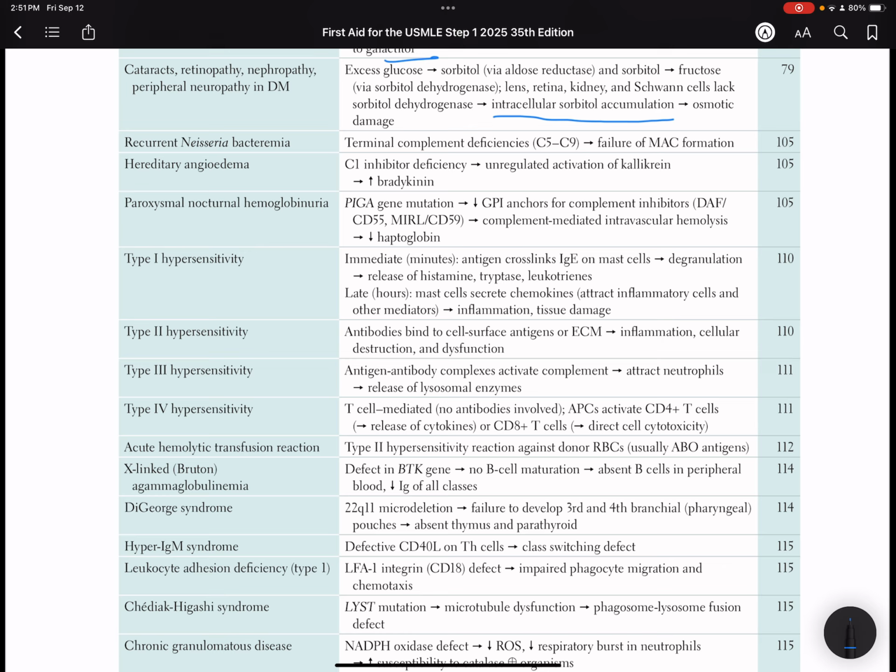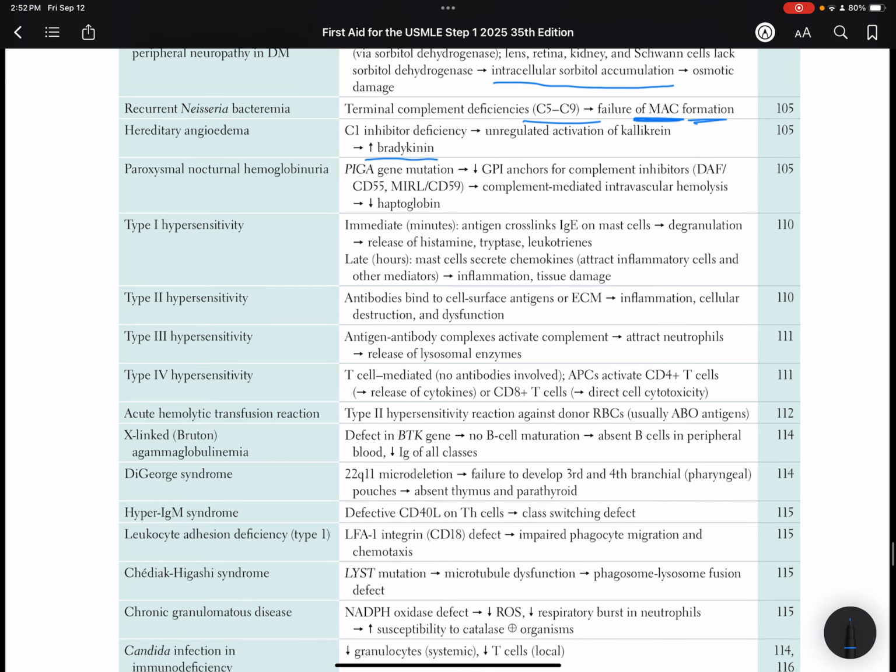Recurrent Neisseria bacteremia is due to terminal complement deficiency, C5-C9, failure of MAC formation. This is the main reason for recurrent Neisseria bacteremia. Hereditary angioedema is due to C1 inhibitor deficiency, which leads to unregulated activation of kallikrein. This leads to increased bradykinin.